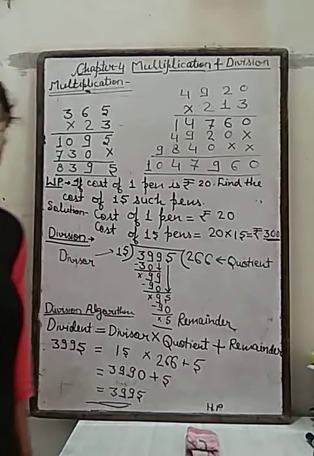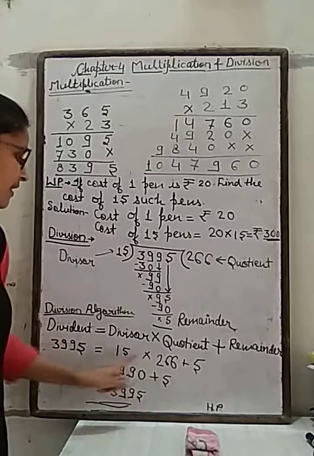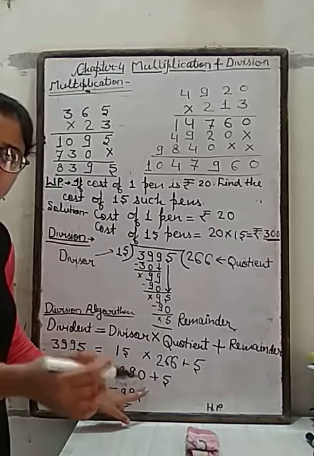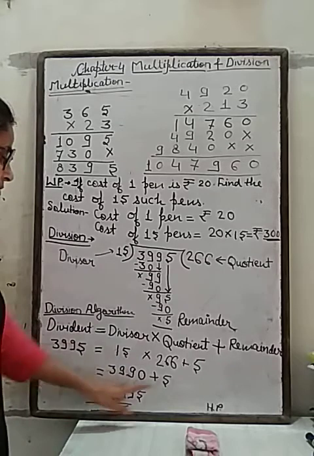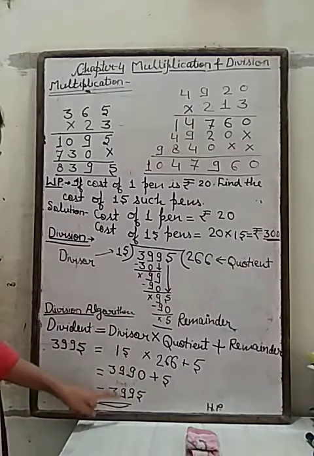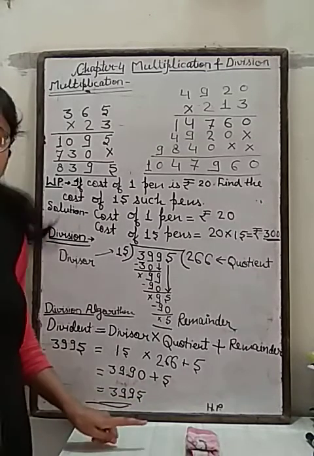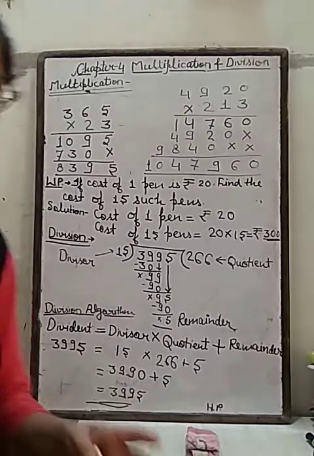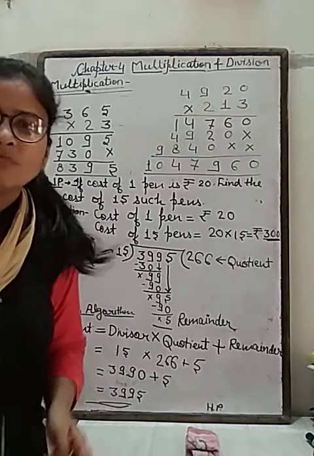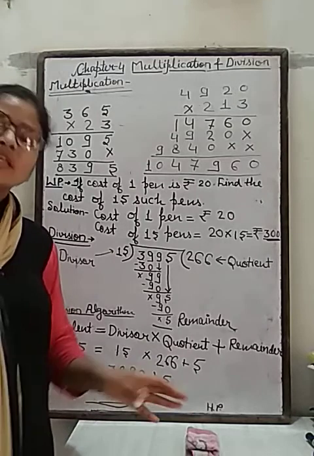By the BODMAS rule, firstly we will multiply. So we multiply 15 into 266 and the multiplication is 3990. Then after that comes A, for addition. After multiplication we will do addition. 3990 plus 5 is equal to 3995. It means LHS is equal to RHS. So we can say that our division is correct. You can also check your division by the division algorithm. If any problem, then ask me.